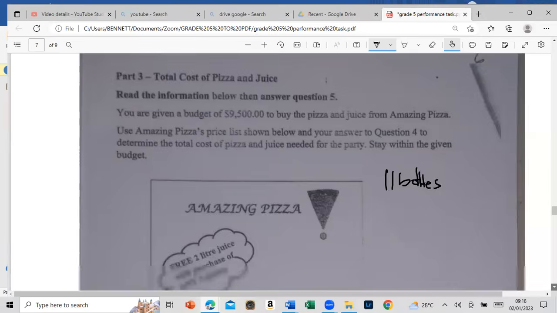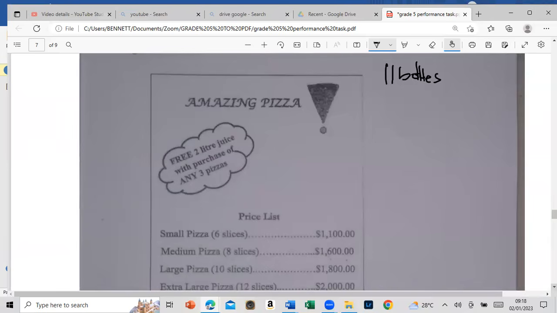All right, let us see what it was saying. A small pizza, which is 6 slices, costs 1,100. Large pizza, 10 slices, 1,800. All right, so first we have 9,500. That's the budget. You can't pass that, right? So we need 42 slices of pizza. So it's 42 slices of pizza we need. And we need 11 bottles. All right. We'll try to work out the juice cost first.